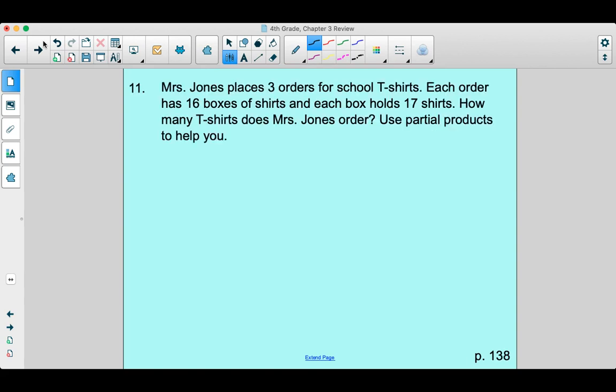All right, moving on. Number 11. Mrs. Jones places 3 orders for school t-shirts. Each order has 16 boxes of shirts, and each box holds 17 shirts. How many t-shirts does Mrs. Jones order? Use partial products to help you. Okay, that's a lot of information. So right now, I want everybody to stop and read it back to themselves and make the picture in your head.